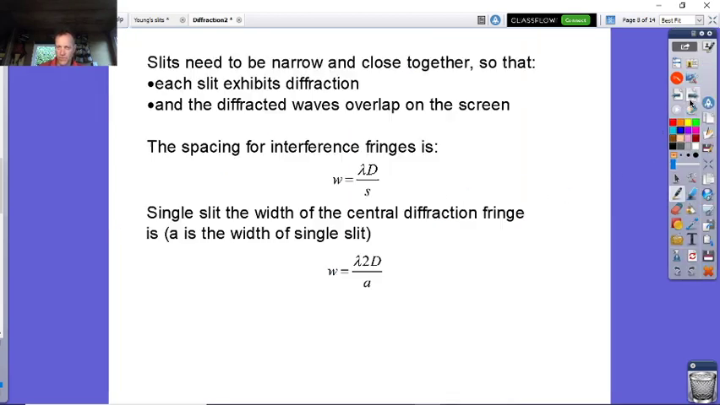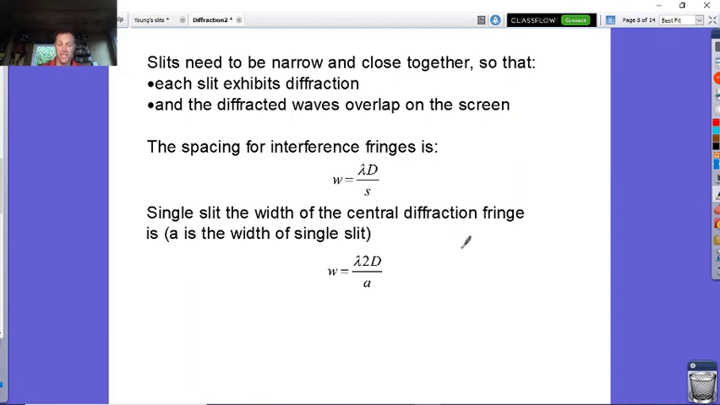Now, to go with that, you've got a formula. And don't worry, these are on your formula sheet, but they're tricky. I think in your book, you've got this as a big W. They call that a small w. Now, this is for Young's, the fringe separation, where lambda is your wavelength, D is the distance from S1, S2, the two slits, to the screen, and s is the slit separation.